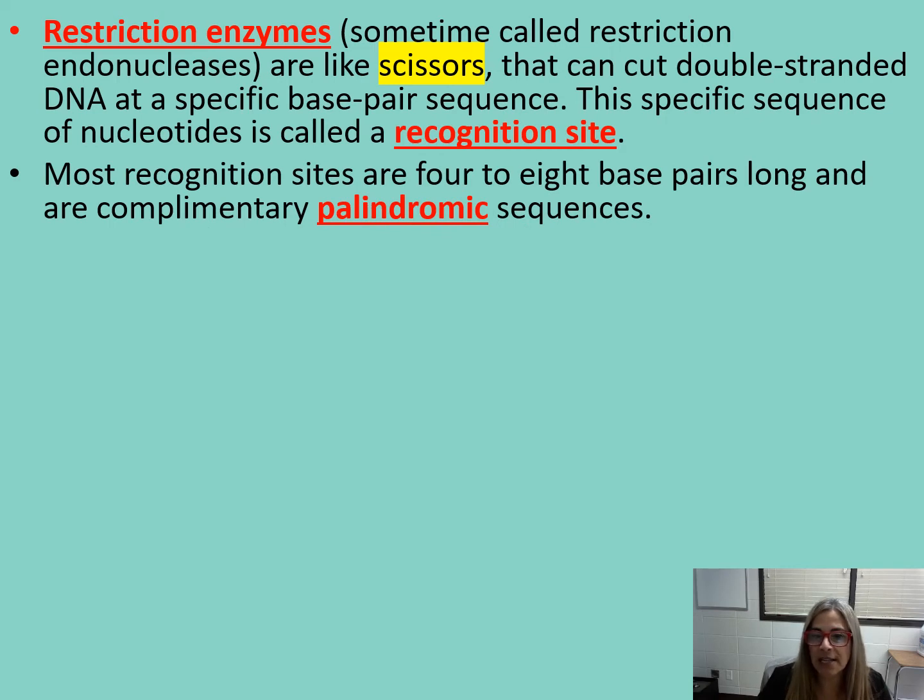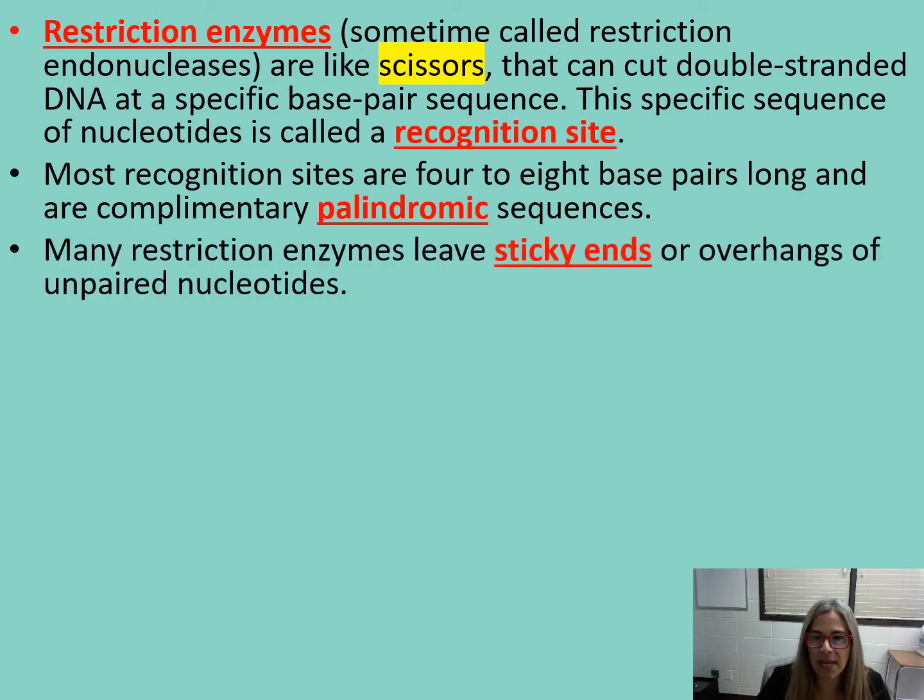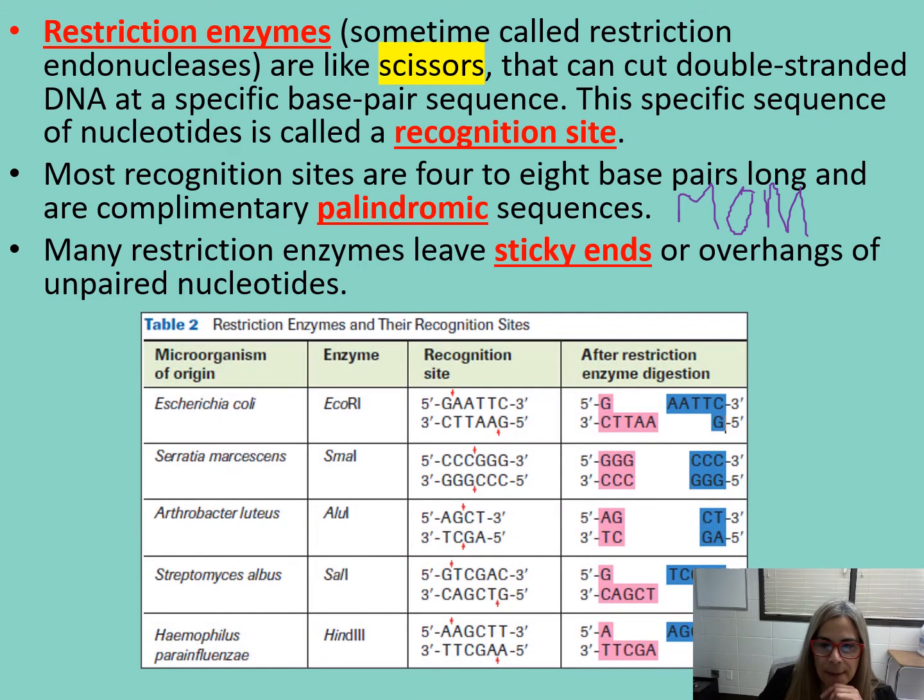Most recognition sites are 4 to 8 base pairs long, so they're not huge, and they are palindromic. Remember what palindromic means? It means they're the same forwards and backwards. If you look at the word mom, that's a palindrome. If you spell it one way or in reverse, you still get the word mom. Many restriction enzymes leave what are called sticky ends, or little overhangs, where they do the cutting. So if we take a look at what that means here, these are just examples of different restriction enzymes.